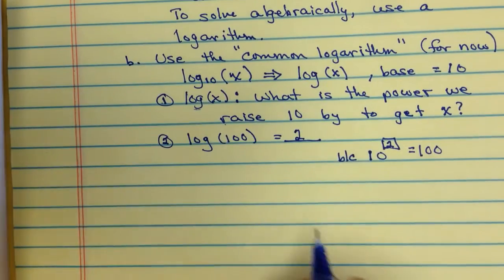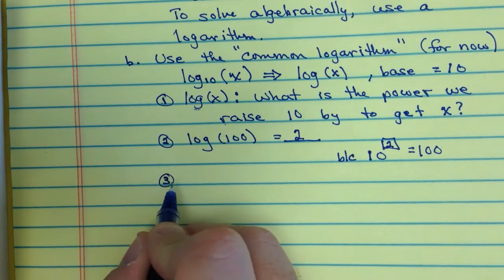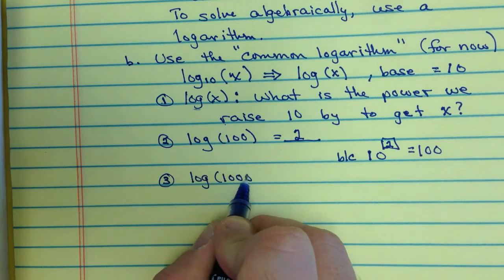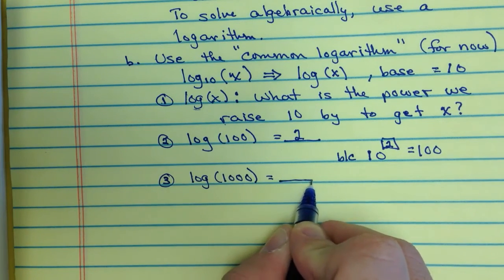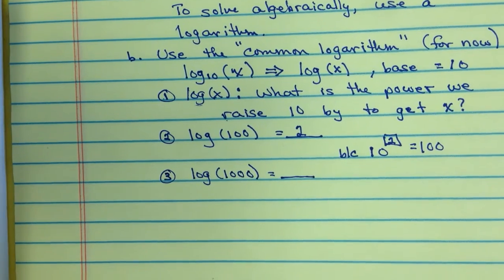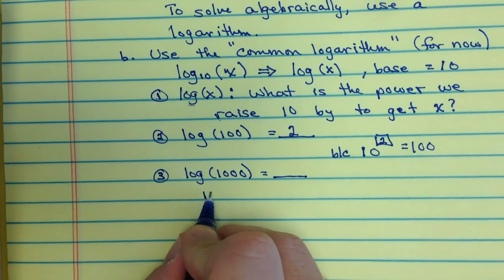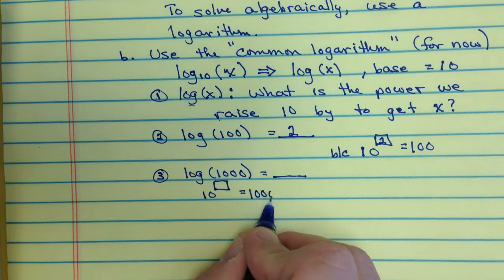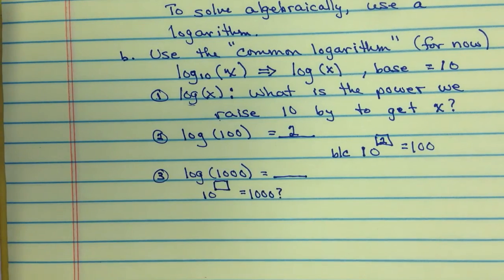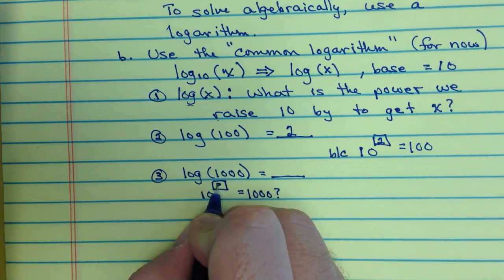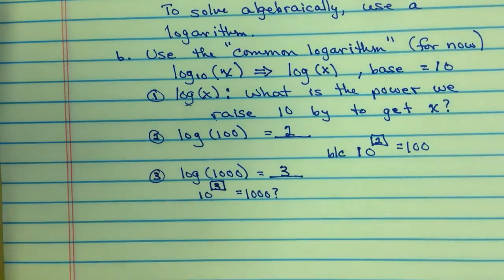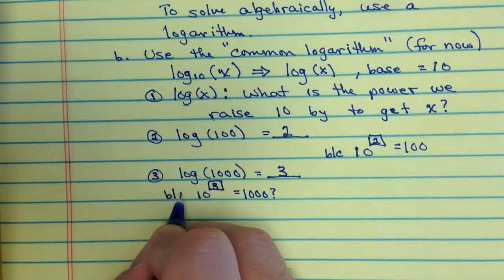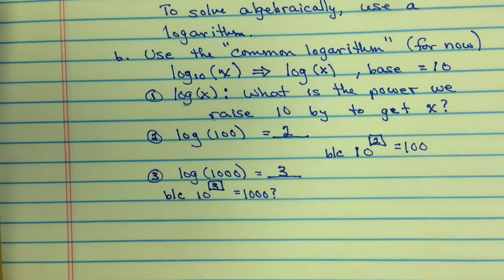Okay, let's try another one. How about log of 1,000? What does log of 1,000 equal? Well, think about it. That's asking 10 to what power equals 1,000? Well, you guys should know that the answer to that is 3. So log of 1,000 equals 3 because 10 cubed equals 1,000.